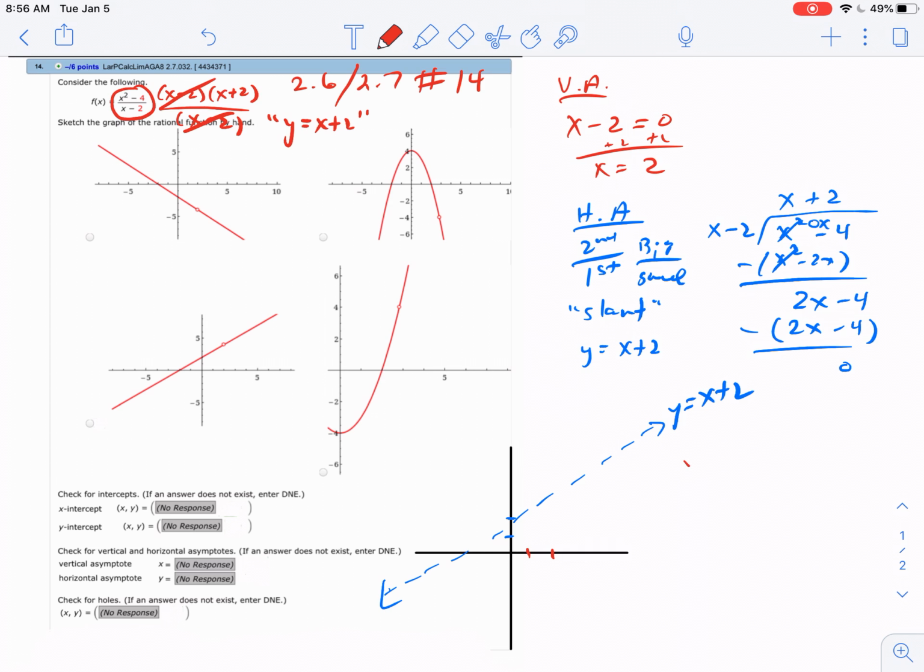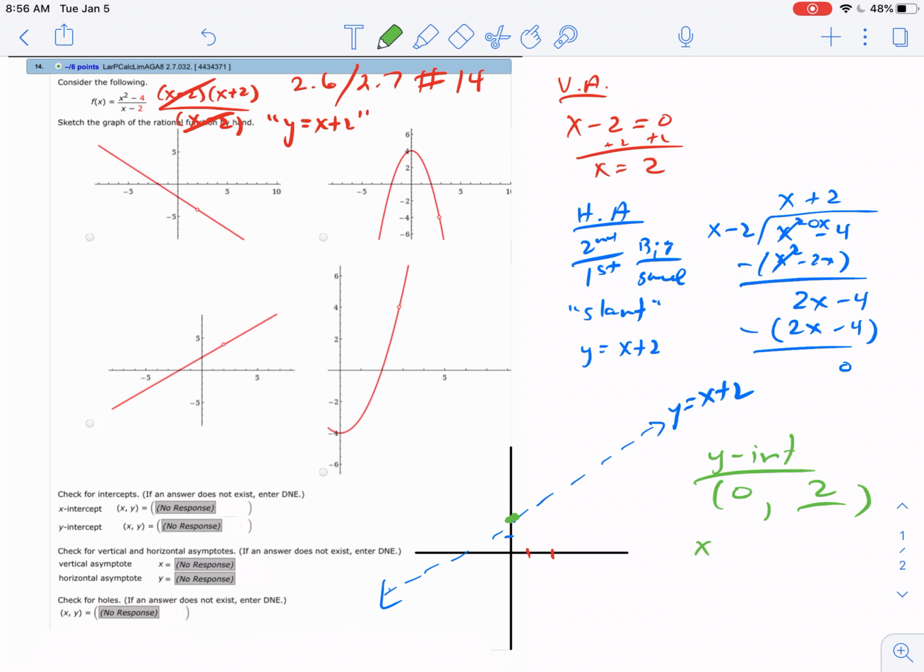I like to find the y-intercept next. Let's find the y-intercept. That's when x is 0. What's your y value? So I'm going to clean this up here. If I put a 0 in for my x's, I'm left with negative 4 over negative 2. And negative 4 over negative 2 is 2. So, yep, we're hitting right there at 0, 2.